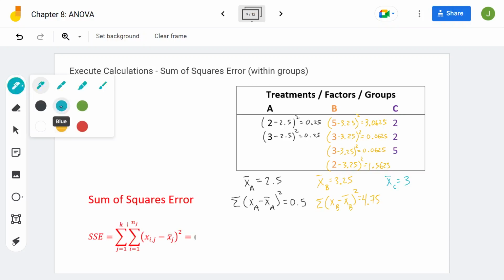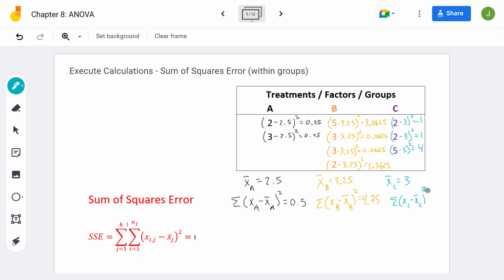And then the last thing that I need to do is do this with column C. So we have 2 minus 3 squared, that's going to be 1. 2 minus 3 squared is also going to be 1. 5 minus 3 squared is going to be 4. So 1 plus 1 plus 4 gives me the sum of squares for column C: the sum of x of column C minus x bar of column C squared gives me the value of 6.